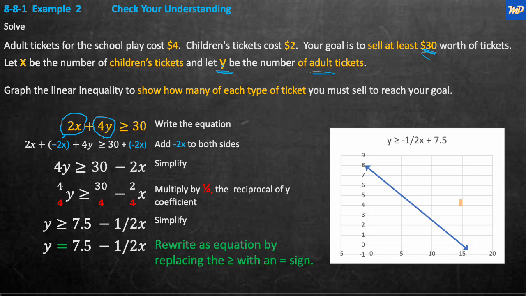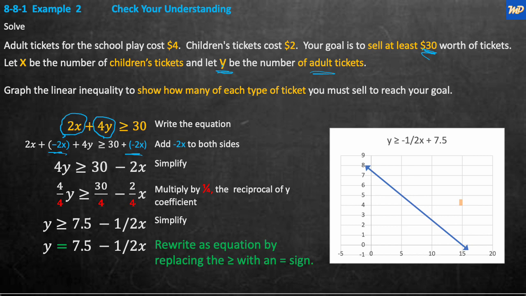Let's solve it. In this case, we're going to subtract, or add minus 2x, to each side. We get that going on here. Then we simplify it. We get rid of the 2x on the left-hand side, and it's now on the right-hand side. So we have 4y is greater than or equal to 30 minus 2x. So that's kind of the way you think about it, right? The number of adult tickets is going to be equal to $30 minus whatever I get for the children's tickets.